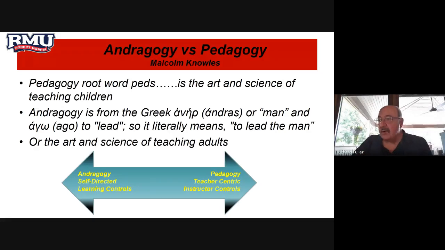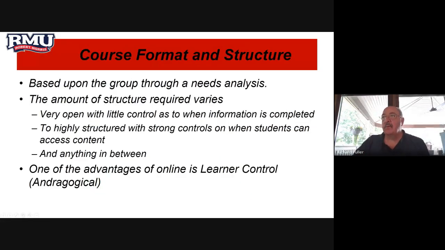But when we start looking at learner controls, at how much control to use, we have to figure out, when do we release and when do we not release information? How do we structure certain things for our students and how do we not? The amount of structure really varies from teacher to teacher, from content to content, from student to student. It's based upon what those learner needs are. And it varies from very little control, where you have just open access to the materials and students can be very self-directed, to a highly structured environment with very strong controls.